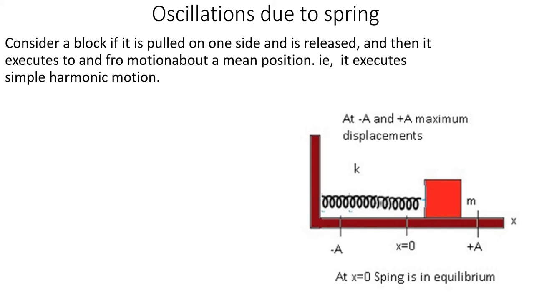Okay, so consider a block. If it is pulled on one side and is released, then it executes to and fro motion about a mean position, or in other words we can say that it executes simple harmonic motion. So we can write F(x) equal to minus kx. In the case of a spring, that we already discussed in the chapter work, energy and power, the restoring force acting on the spring is given by minus k into x. And what is k? k is known as spring constant or force constant, and x is the displacement.